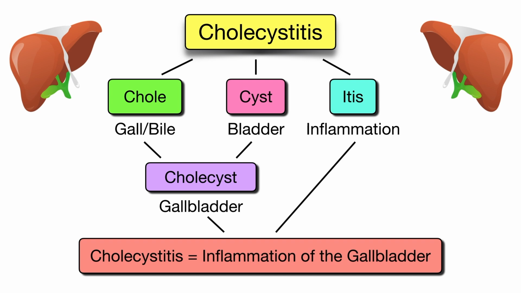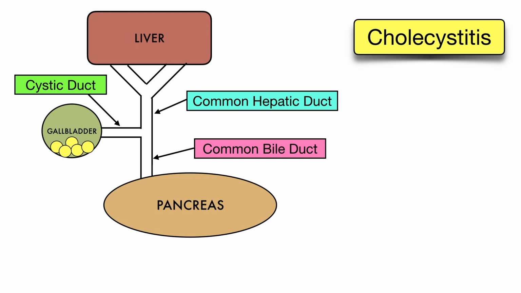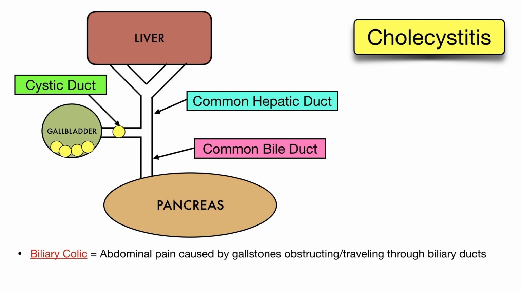Let's go back to our diagram and visualize this. We can see we have our yellow gallstones in the gallbladder again. As we mentioned before, gallstones don't always cause problems, but they can if they start to move. Occasionally, a gallstone can move into the cystic duct, and this can cause right upper quadrant abdominal pain. This is known as biliary colic, which is abdominal pain that occurs when a gallstone either obstructs or tries to move through the biliary ducts, in this case, the cystic duct.